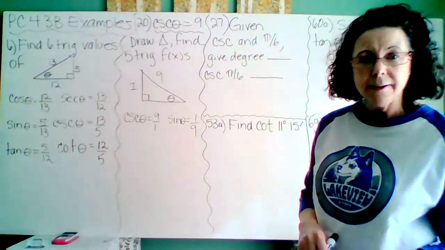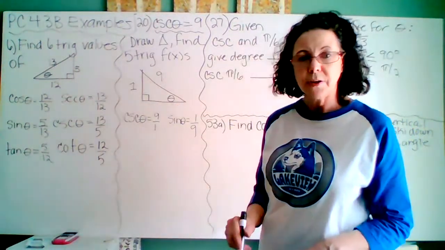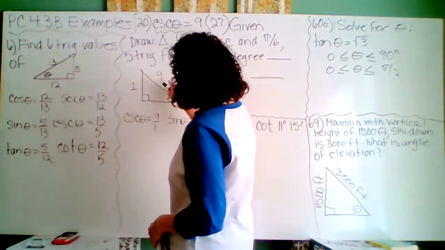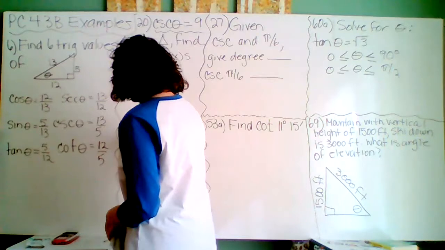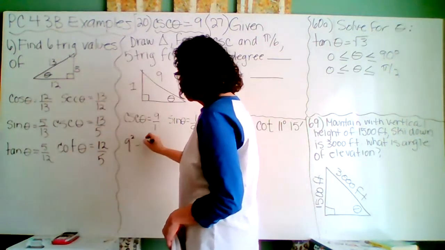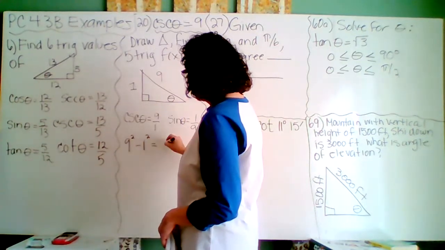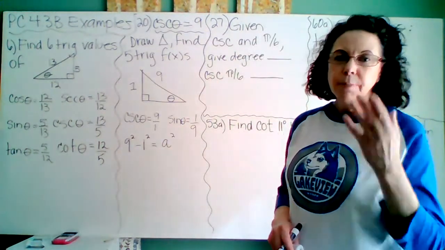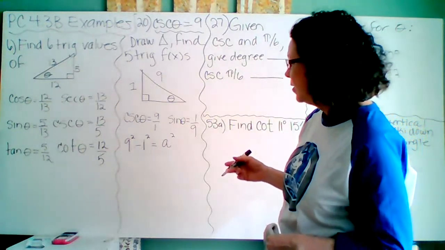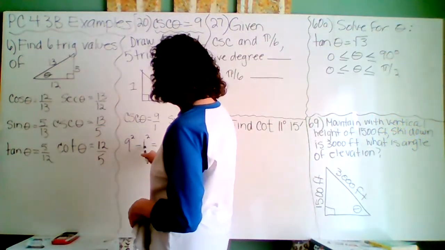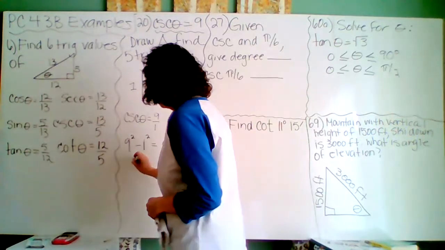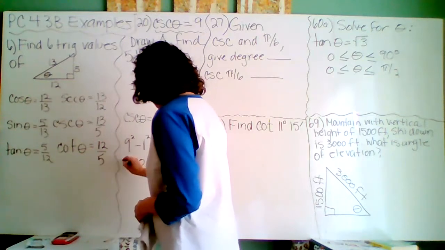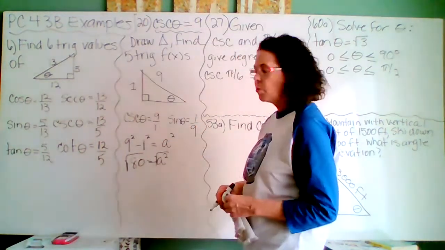I do need the third side of this triangle to get the other 4 trig functions. So again, I am just doing the Pythagorean theorem. That would be the hypotenuse squared minus a leg squared equals the other leg that I'm missing squared. So just doing the Pythagorean theorem, but with the information I have. That would be 81 minus 1 is 80, is A squared. And I'll take the square root of that. So this side would be the square root of 80.